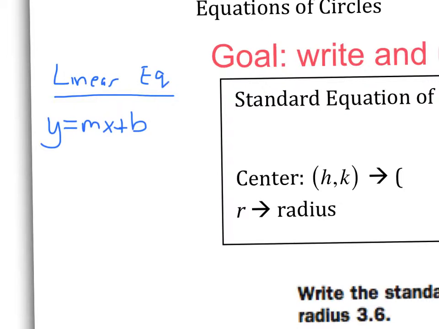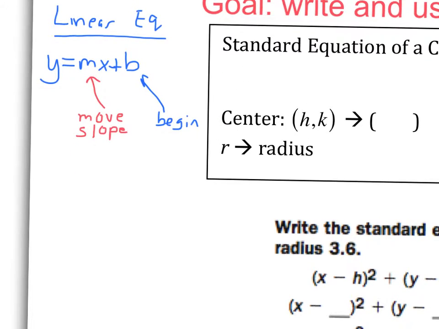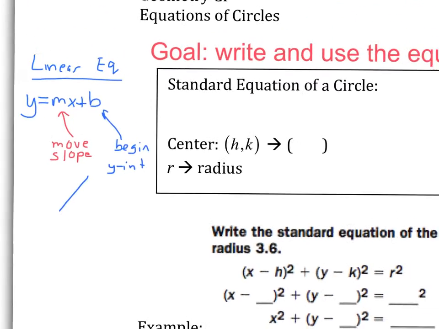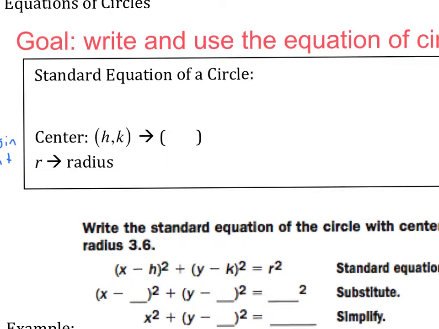By the way, if you were graphing, m tells you how to move. That's the slope. You do not need to write this down. And b tells me where to begin, and that would be my y-intercept. So two components to tell me how steep and where it begins. Well, we're going to look at the exact same thing today, but instead of drawing straight lines, we're going to be drawing or analyzing circles.